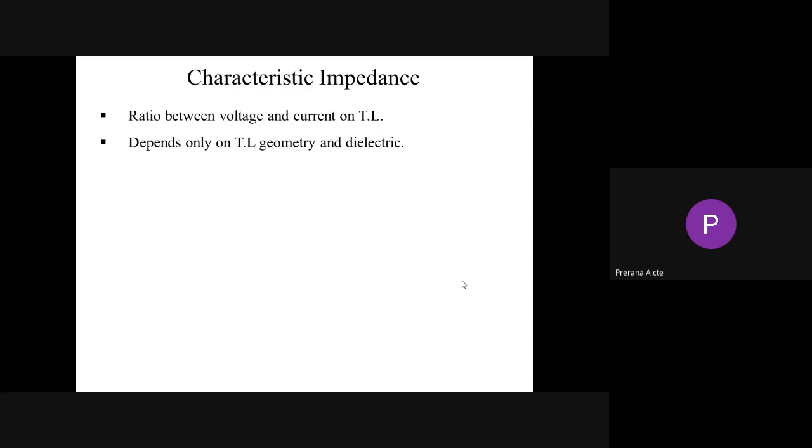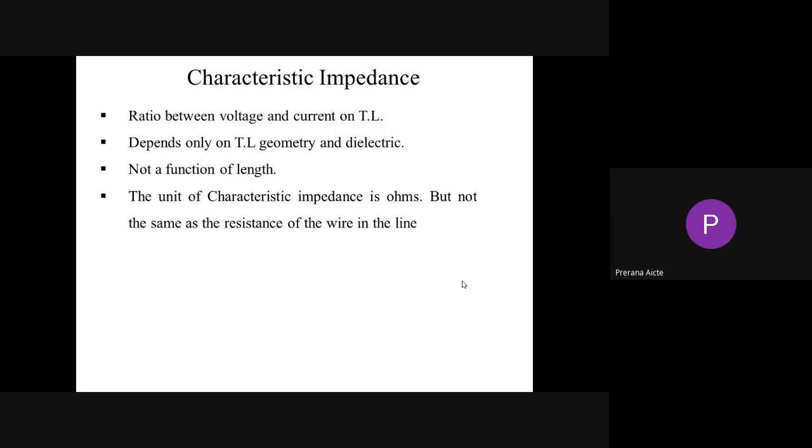So the characteristic impedance is defined based on the voltage and current of a transmission line, for any transmission line, either lossy, lossless, or distortionless. Now, this characteristic impedance depends only on the geometry and dielectrics, and it does not depend on the length.